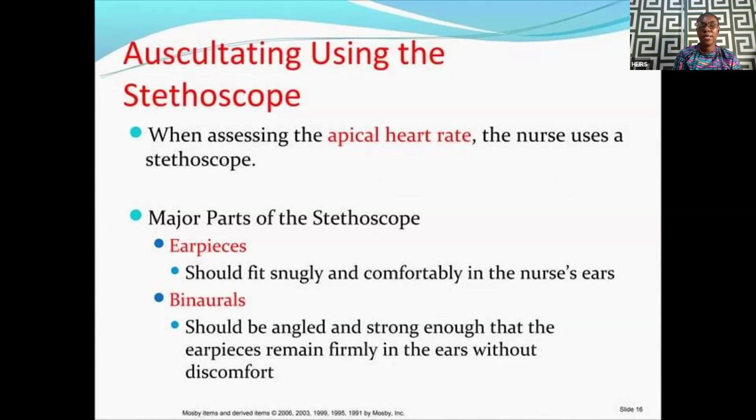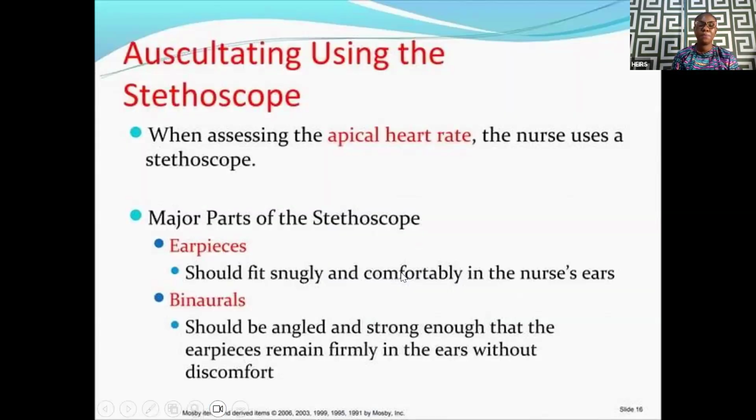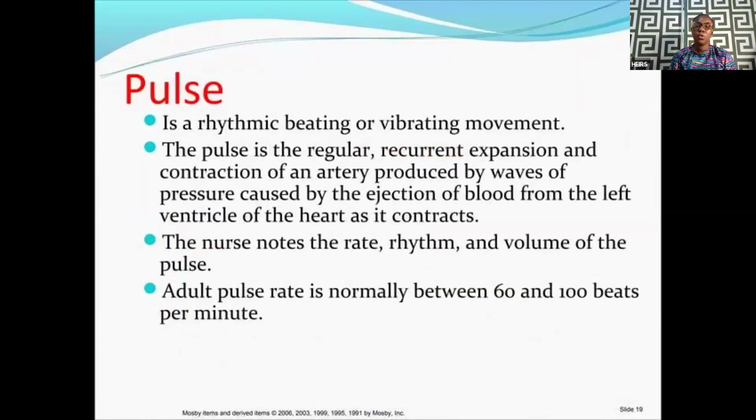And like I showed you earlier, the stethoscope has two parts. You have the earpiece, and then you have the binaurals. Those are the parts that are placed on the patient's chest. This is your binaurals, and these are your earpiece. So then that takes us to pulse. I told you apical heart rate or heart rate, as the case may be, you are taking it from the patient's heart region, usually on the left. But for pulse rate, you're taking from the extremities many times.